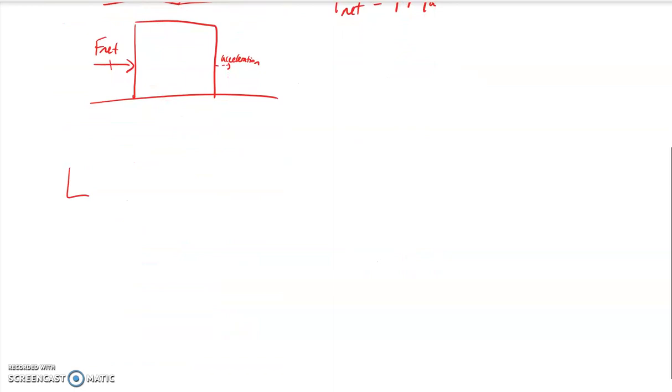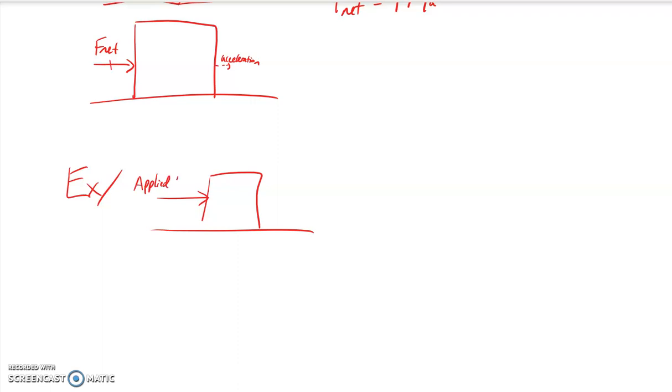Let's do an example. Let's say we've got an applied force to the right that is 10 newtons. We've got a force of friction to the left. Let's say that that's 2 newtons. Our object's mass is going to be 4 kilograms. And we want to know the object's acceleration.